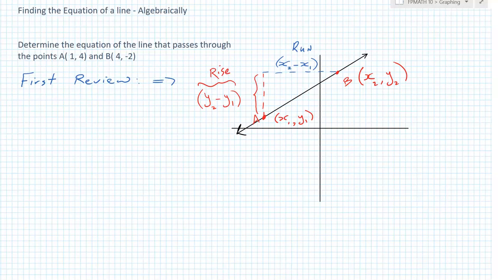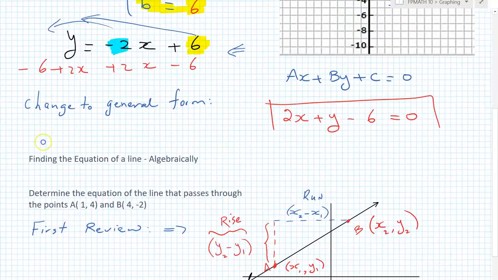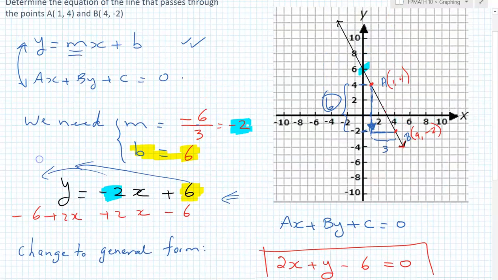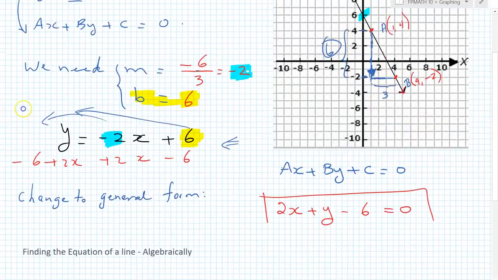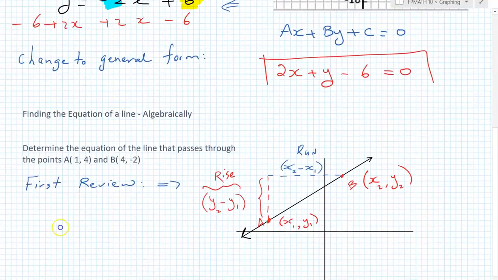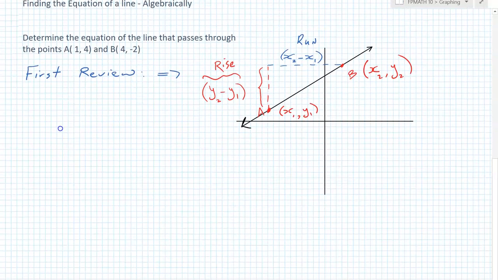Okay, hello everyone. So today we are going to look at finding the equation of a line algebraically. Last time we used the graphic method to come up with the equation of the line. All right. Now we don't want to use a graph. We want to use algebra. So first, let's do a quick review.